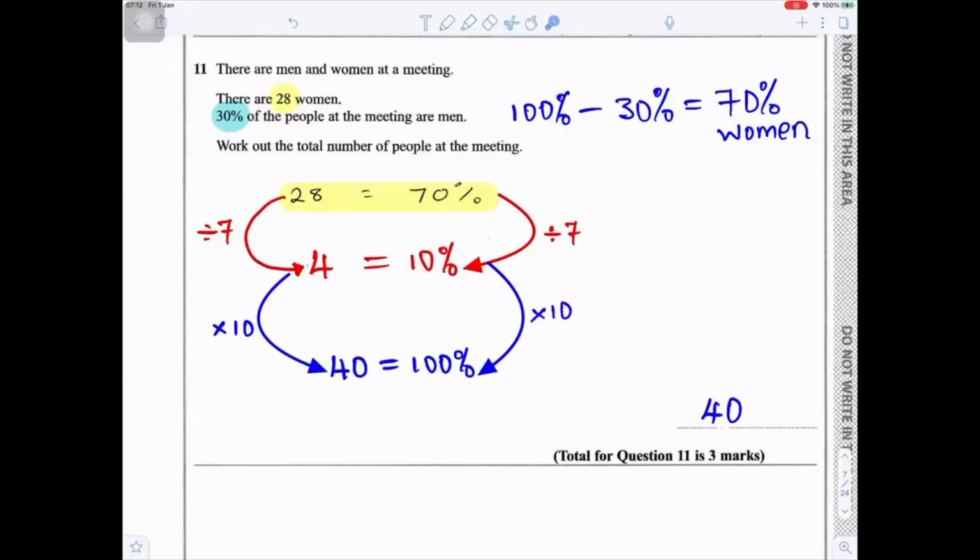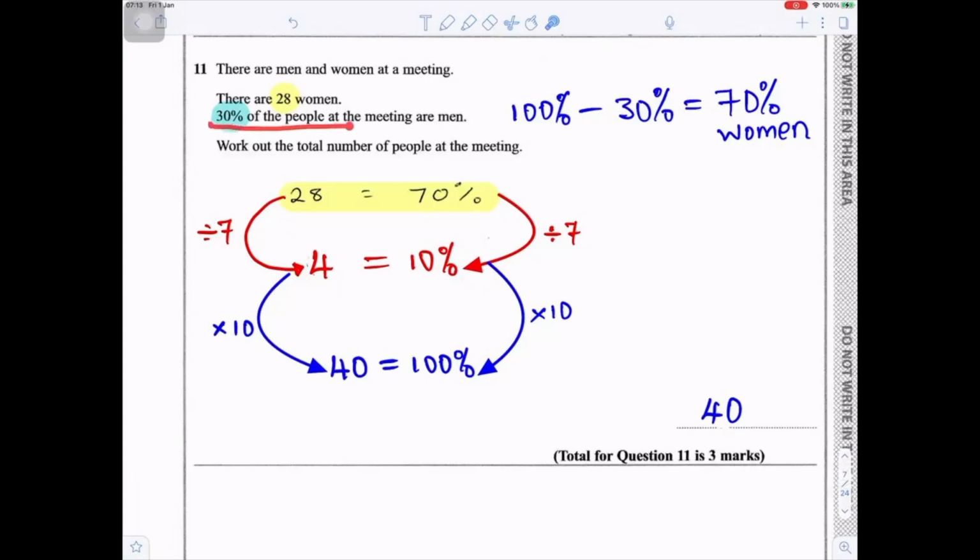Question number 11. There are men and women at a meeting. There are 28 women. 30% of the people at the meeting are men. Work out the total number of people at the meeting.